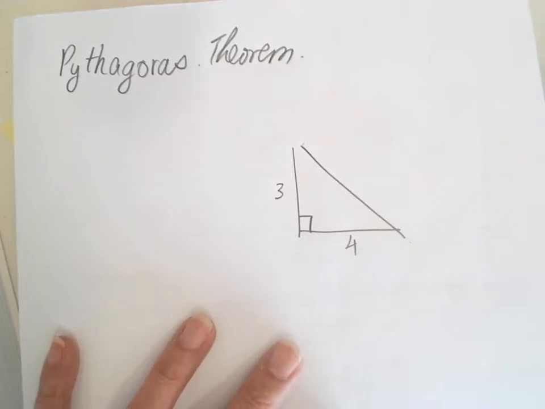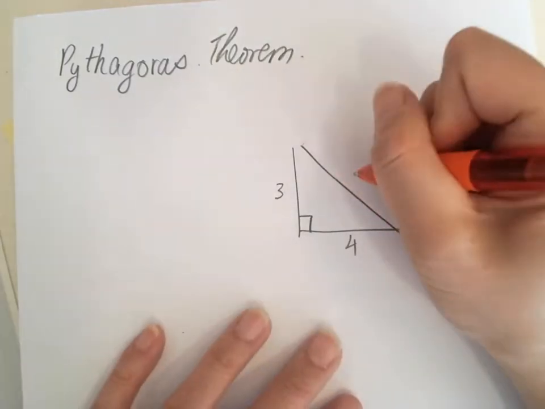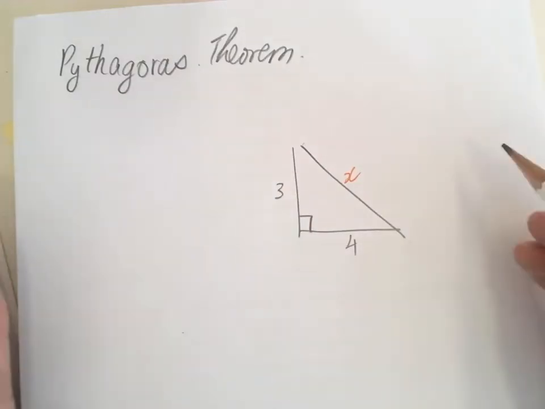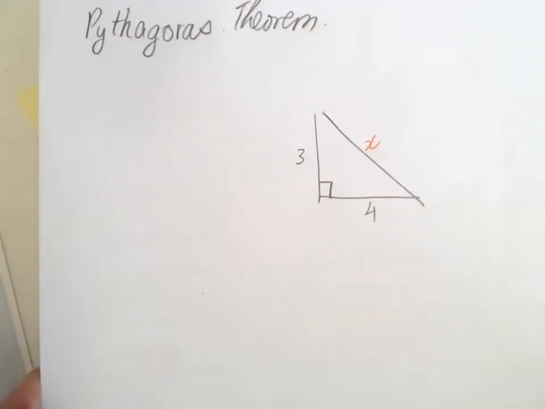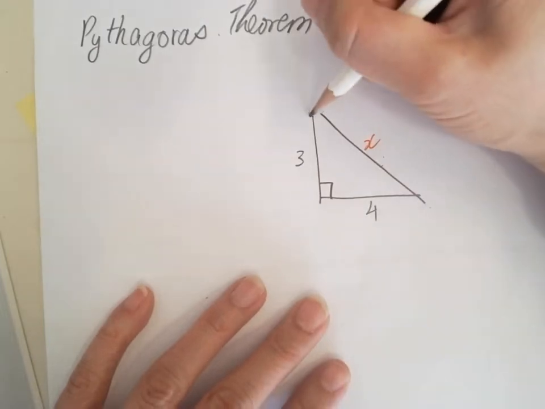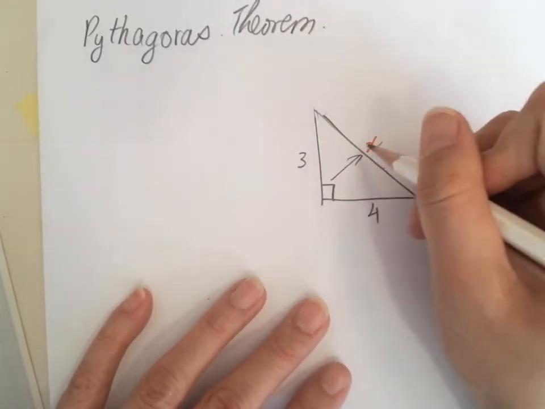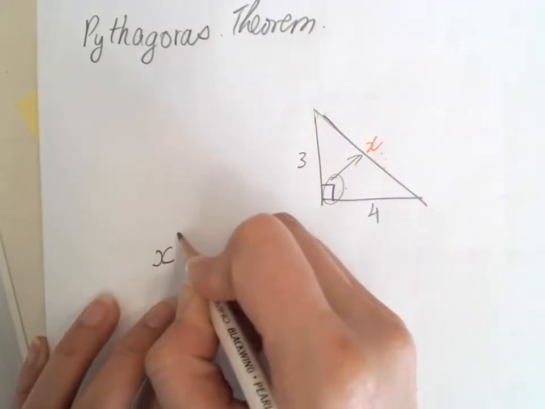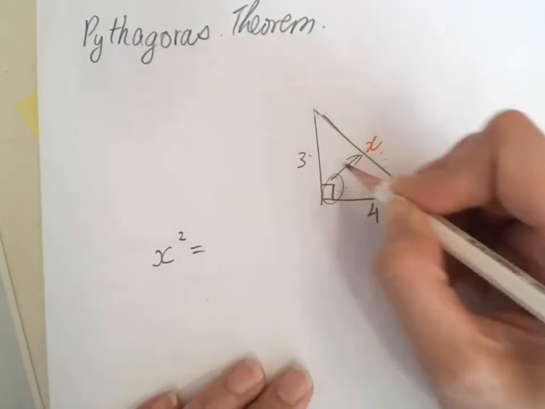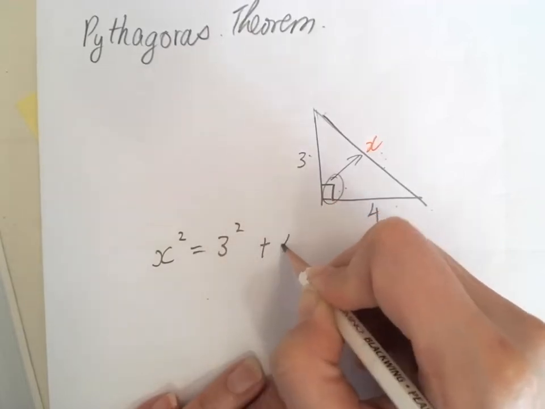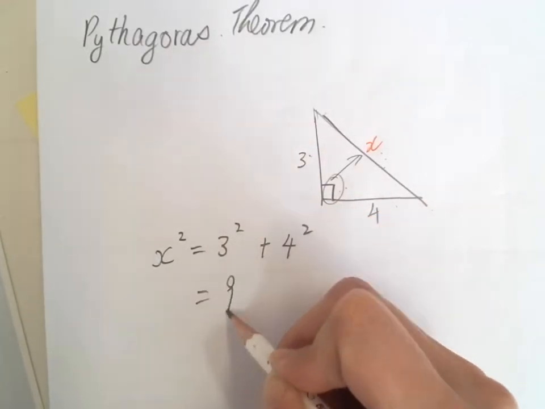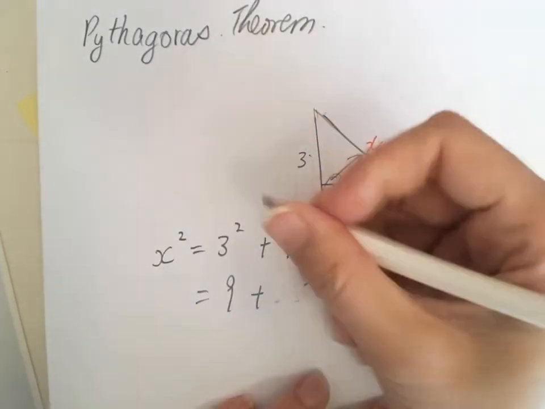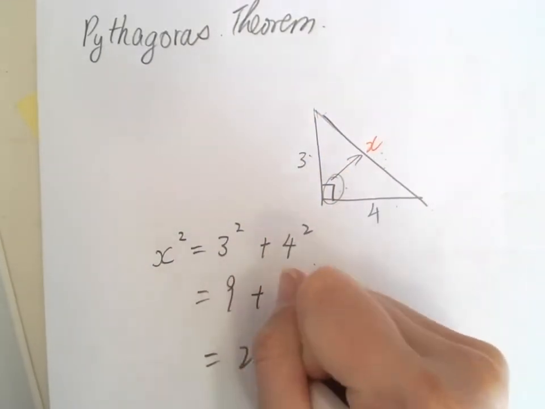To help me a bit, I will name this X. If you like, you can use any other name, but I just go simple. Now, because X is the side opposite to the right angle, this is the longest side. So the longest side stays aside, and then the other two we just have to square. So we have 9 plus 16 equals 25.